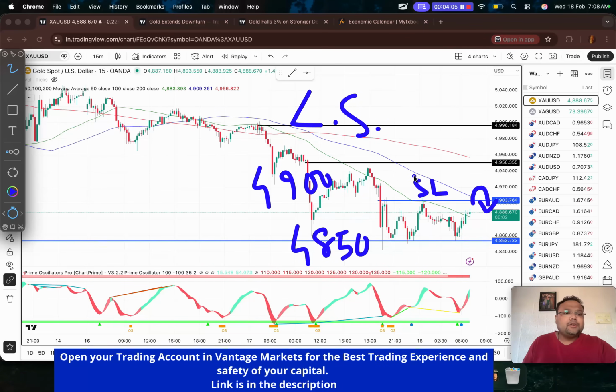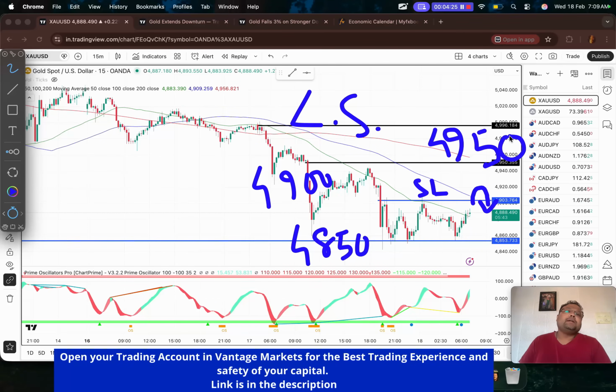The second selling opportunity for the day traders is around 4950. It can be 4949 or it can be 4952 or 4953 as well, because these levels work as zones in a market, not as precise numbers. So around 4950, we have a psychological resistance.